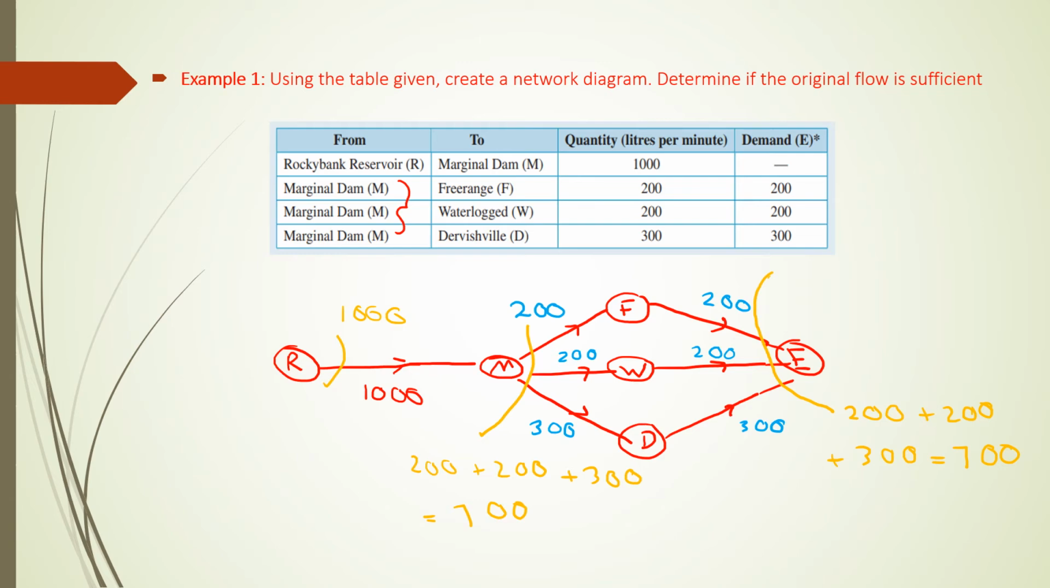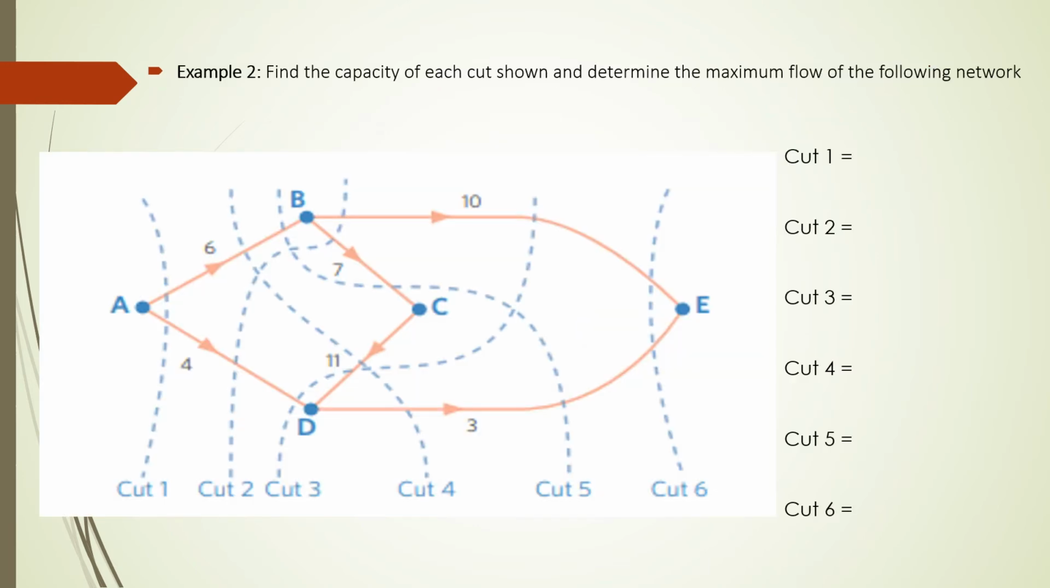So the original flow was 1,000 litres per minute. We can see that the demands of each town are 200, 200, and 300 for a total of 700. So yes, the original flow is definitely sufficient. It's providing 1,000 litres inflow per minute, whereas the outflow is only about 700. All right, so what we're going to do on this slide is practice calculating the value of our network cuts to then calculate the value of our maximum flow.